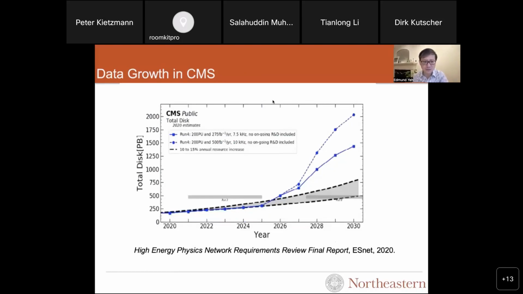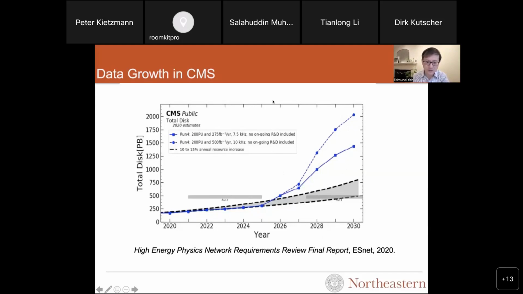So just to give you a sense of what the data growth in these data-intensive science fields looks like, the data growth in CMS, which is one of the two largest experiments within the LHC high energy physics, if we look at the total disk requirement as a function of the year, we see that there's going to be a huge increase around 2025, 2026, essentially when high luminosity experiments will be starting. And the dashed line is basically the increase due to the 10 to 15% annual resource increase which is available to the project. And we can see that there's a big gap that has to be closed.